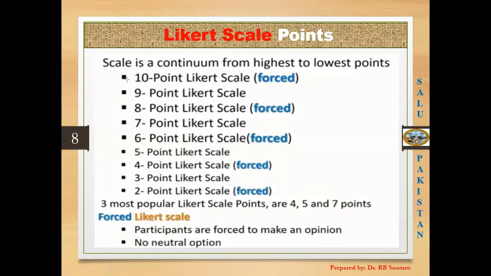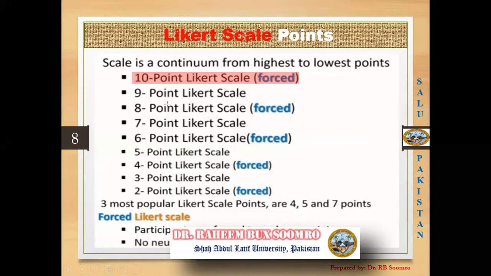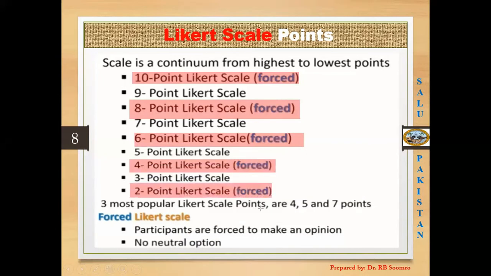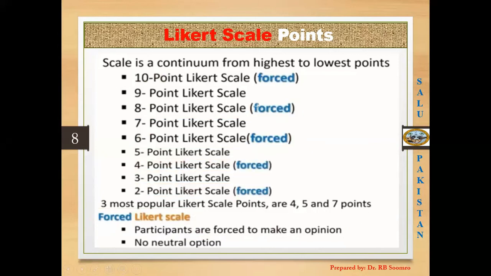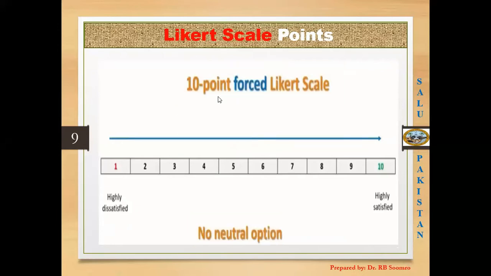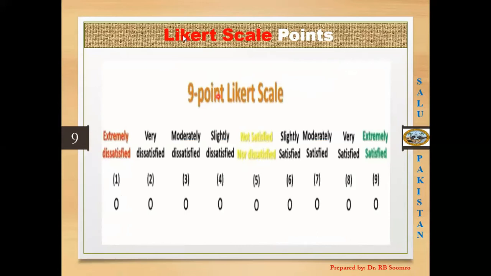Now looking at the Likert scale points: 10-point, 8-point, 6-point, 4-point, and 2-point are all even. So this is the forced Likert scale. It means participants are forced to form an opinion because there is no neutrality option. However, in the odd number scales like 7 and 5, the point of neutrality is there. This is our 10-point Likert scale where no neutral option is available, and this is our 9-point Likert scale, where this is our neutral point.